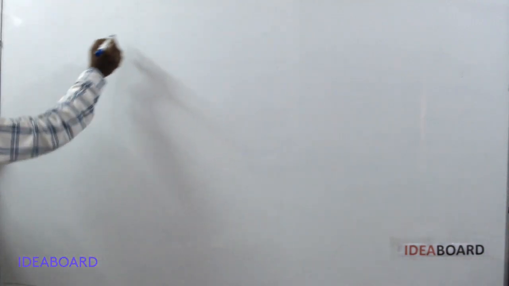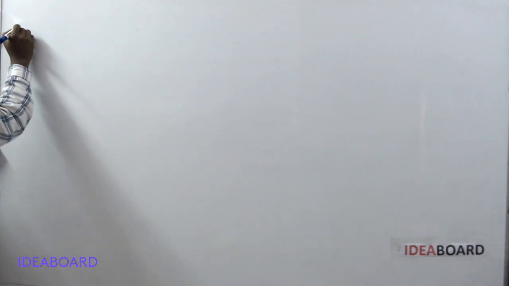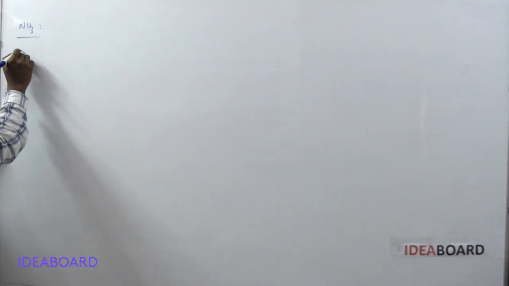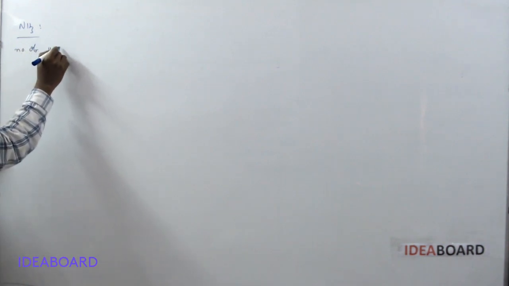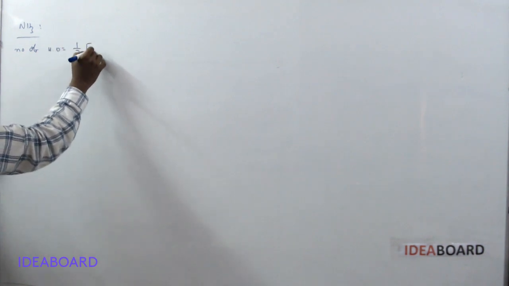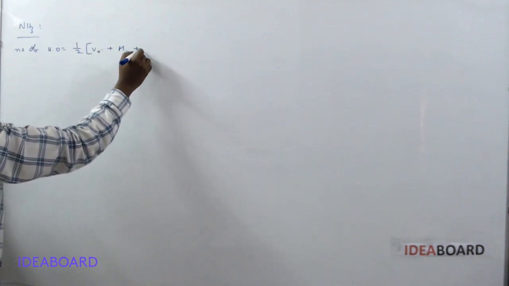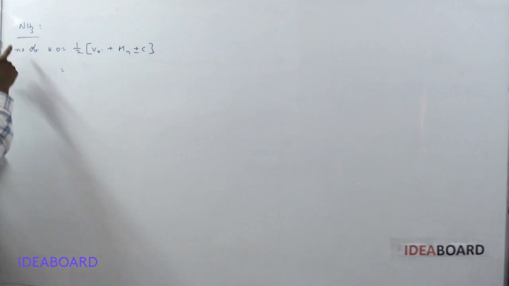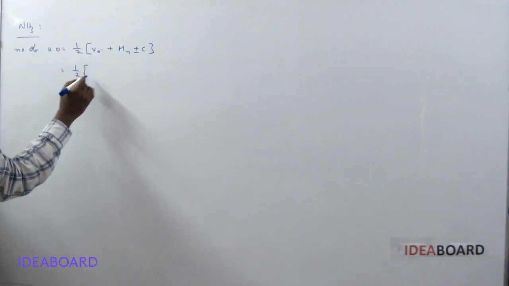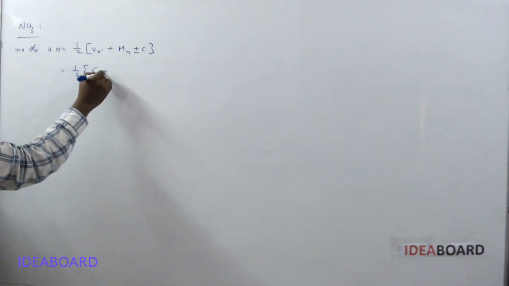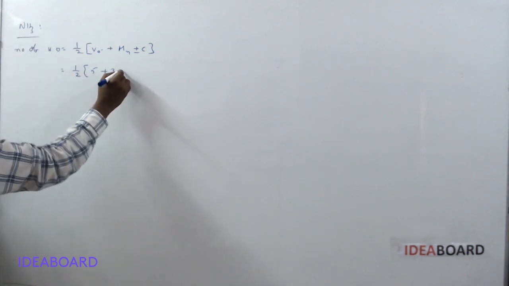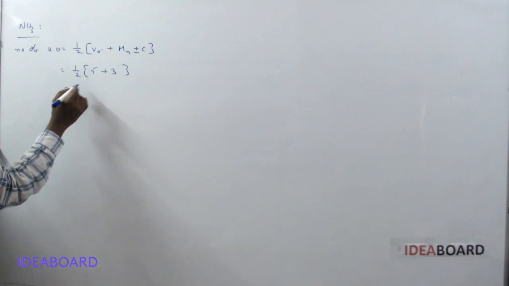We will see some more examples for the hybridization calculation. Here we are taking the NH3 molecule. Number of hybrid orbitals is equal to, what is the formula? Half into valence electrons plus number of monovalent atoms plus or minus charge. Here nitrogen is a fifth group element, so 5 plus number of monovalent atoms 3 plus or minus 0. So 5 plus 3 means 8. 8 by 2 means 4.